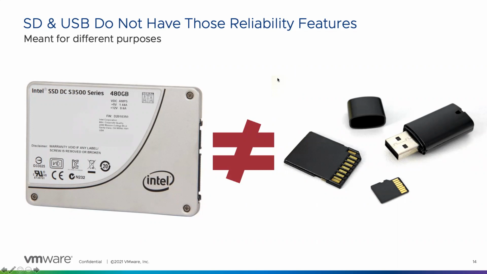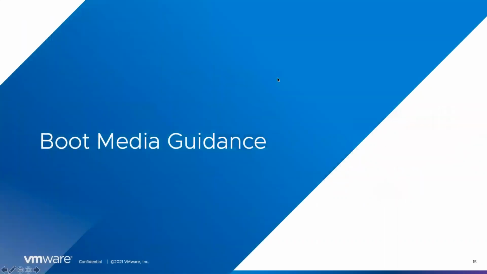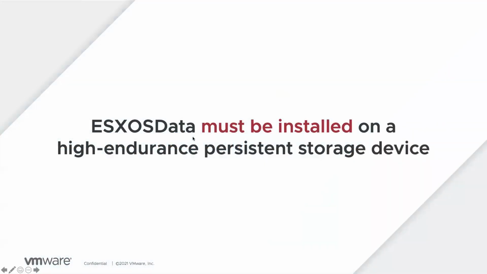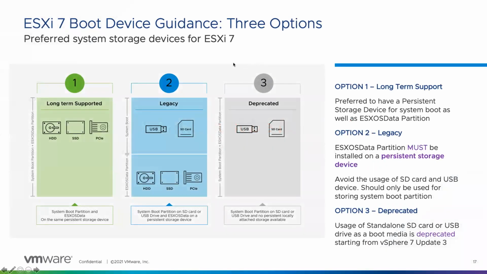So what we are essentially saying is that, as you know, ESXOS data is more of an active partition, which is being accessed more frequently due to device probes and the different functions that ESXOS data is now performing. It has to be installed on a high endurance persistent storage device. And SD cards and USB drives are not high endurance persistent storage devices. So what is your boot device guidance, right?